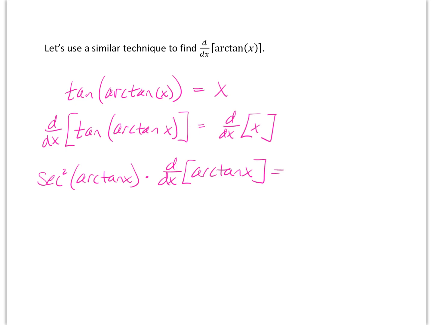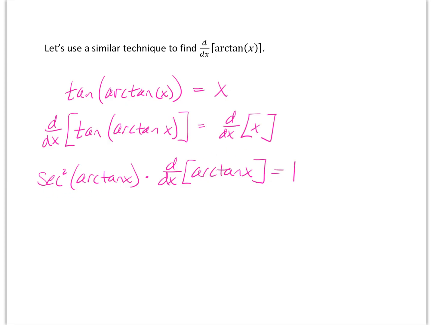Okay, so that's my left-hand side. And then the right-hand side of the equal sign is d dx of x, which is 1. Okay, so what I'm looking for is the derivative of arctan x. This is now a factor. This is now shown up in my equation. I can solve for this thing by dividing by this thing.